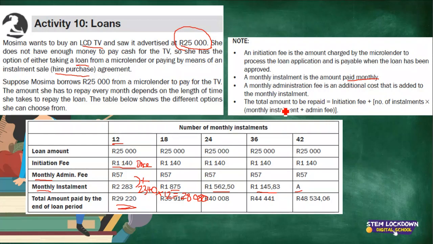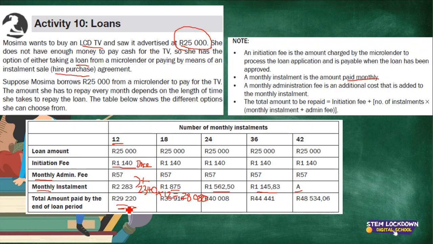And lucky for you, they've given you a formula. Total amount to be repaid is equal to the initiation fee, plus, if you're using 12 months, the number of installments. In this case, it is 12 installments times, open bracket, we're combining these two, the monthly installment. There's our monthly installment, plus our admin fee, there's our admin fee. So our answer should have been that.